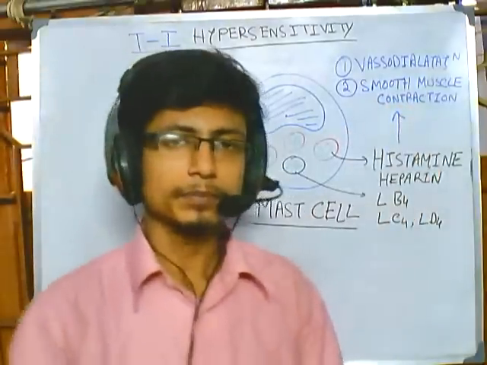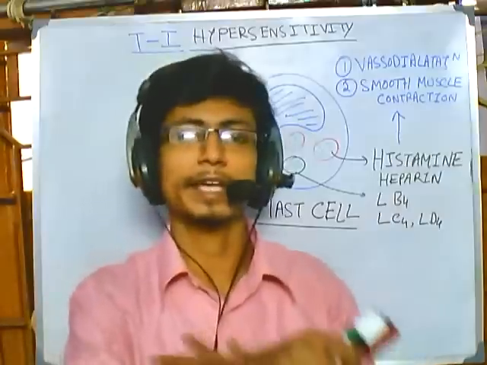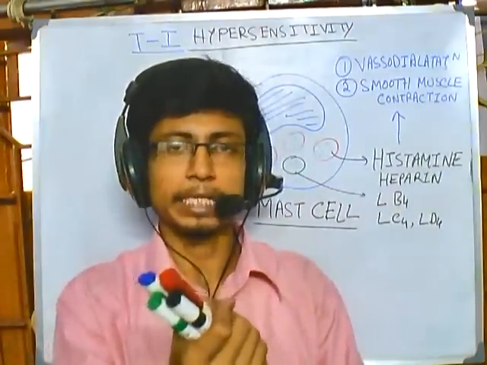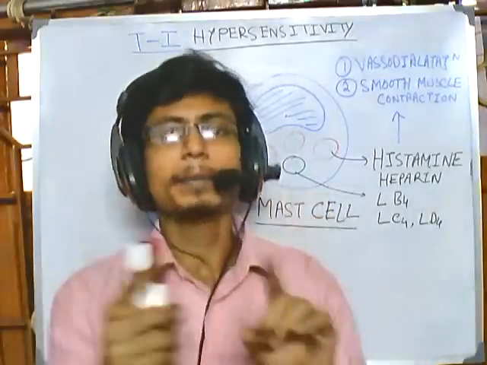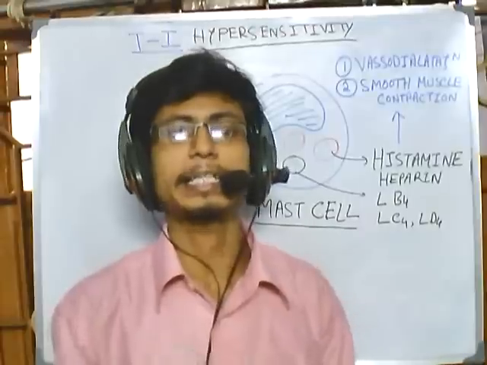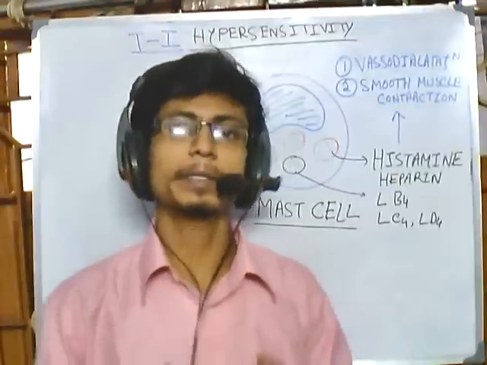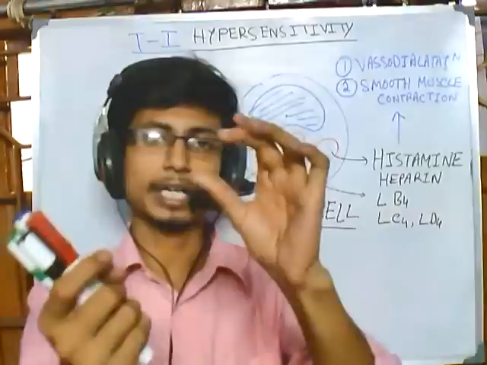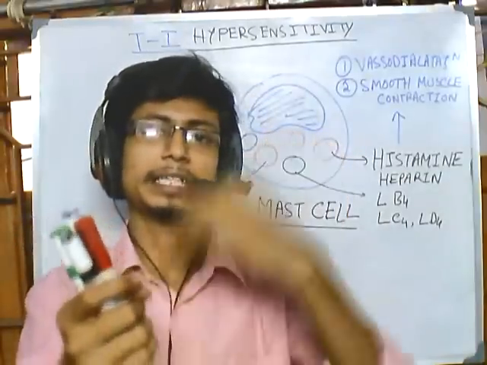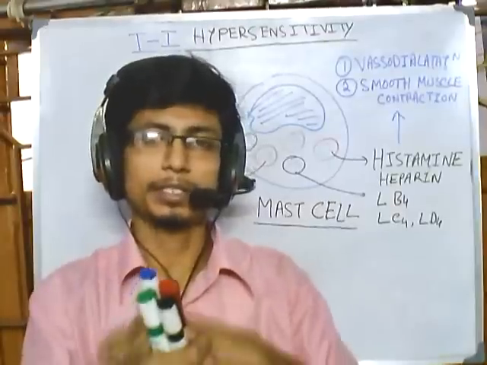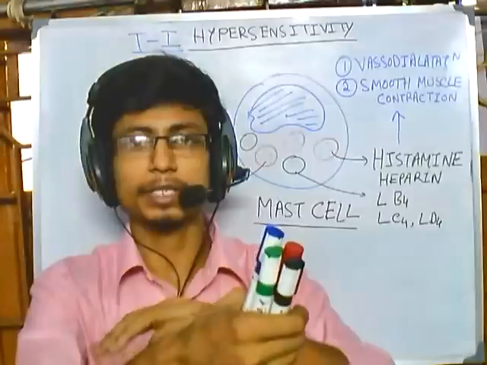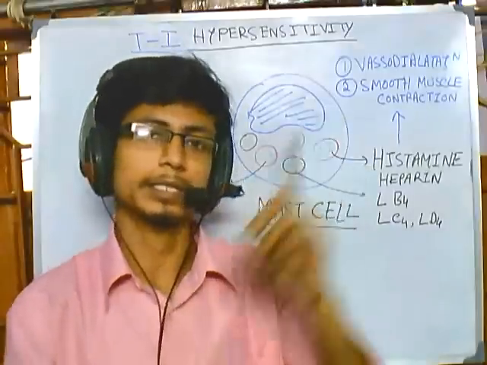Vasodilatation means, suppose we have these venules and all these regions. As vasodilatation happens, the permeability between the cells of the venules, the endothelial layer, increases. As the permeability increases, the cells start contracting, and the blood will start to come out into the tissue. As a result, it will start to swell up. This is one thing that is happening.